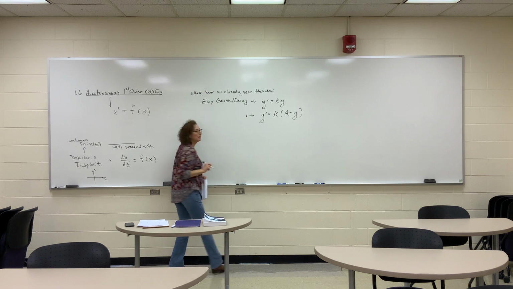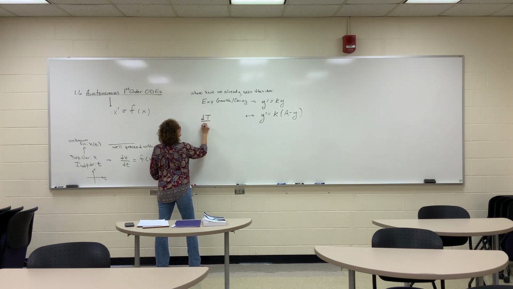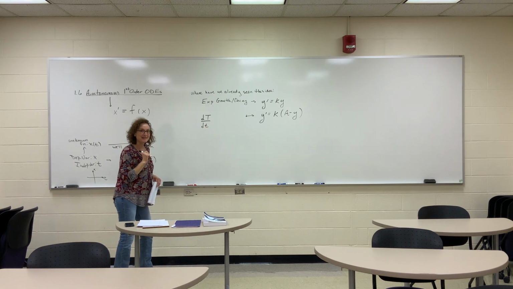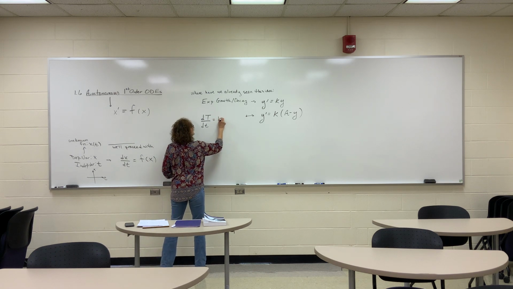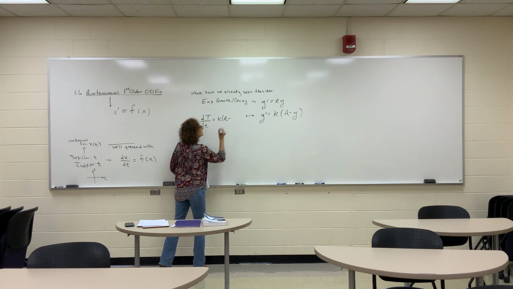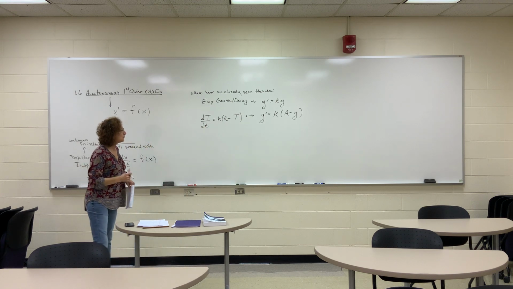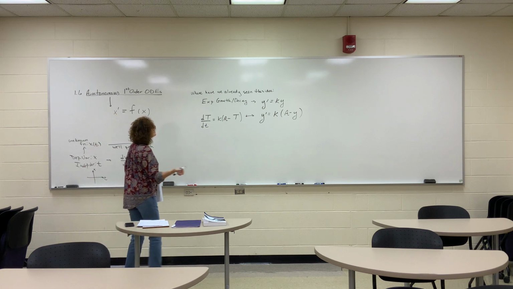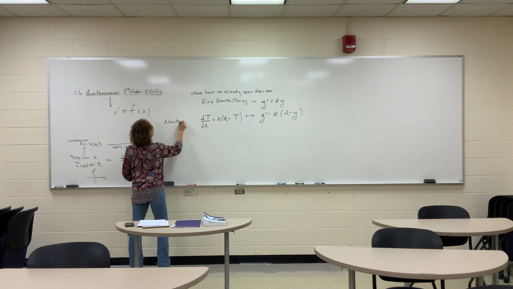Maybe we'll rewrite it with different letters, right? How about dt? Is it making some sense now? Is it coming back? What is this? dT/dt is equal to k times (a minus T). Are these not the exact same equation? Just one uses a y as the dependent variable and one uses a t. What is this? This is Newton's law of cooling.